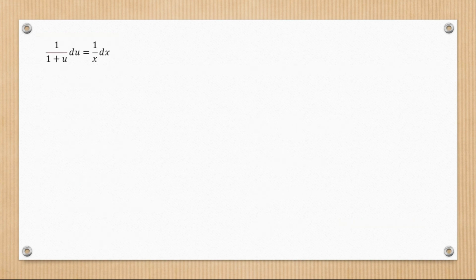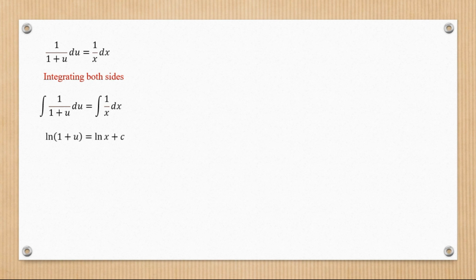So now I can separate all of them, and I'll have 1 over 1 plus u du is equal to 1 over x dx. So next I can integrate both sides this way, and when I integrate the values on the left hand side, I'll have ln 1 plus u. Integrate the values on the right hand side, and I'll have ln x plus c.